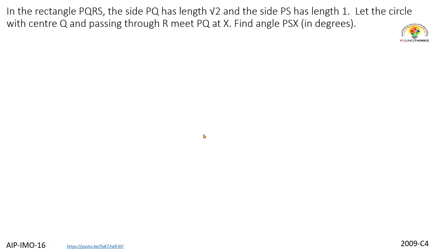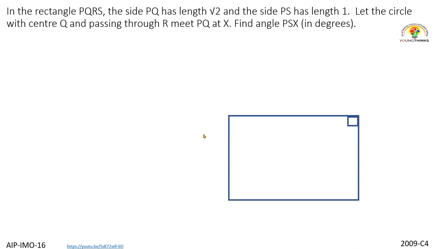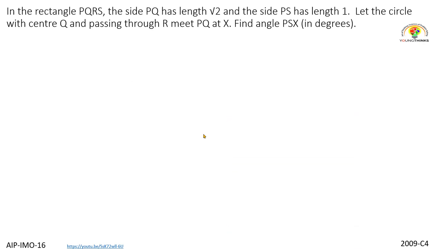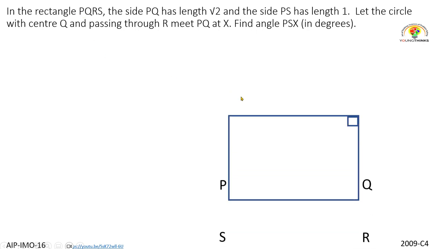Okay, now in the rectangle PQRS, again, no diagram given. All these questions have to be done very carefully because you have to draw the diagram incorporating every bit of information given. The rectangle is PQRS. So this is the rectangle PQRS. The side PQ has a length of root 2. P to Q is of the length root 2. And side PS is a length of 1. So this is root 2 and this is 1.